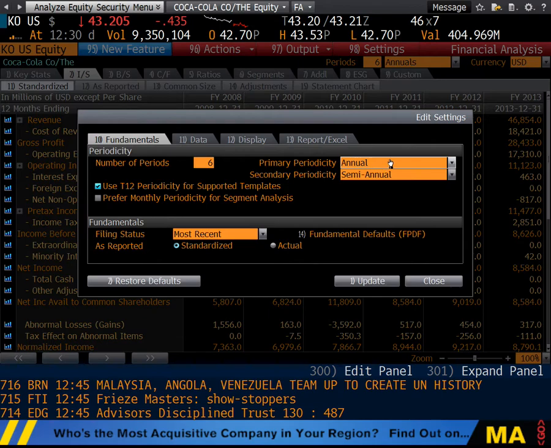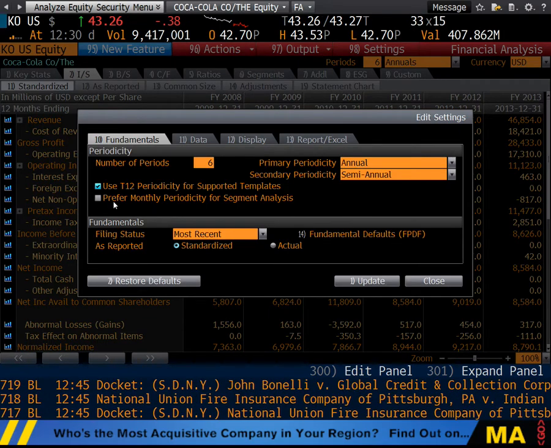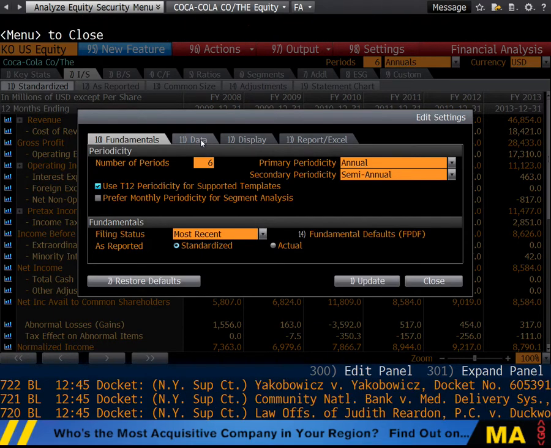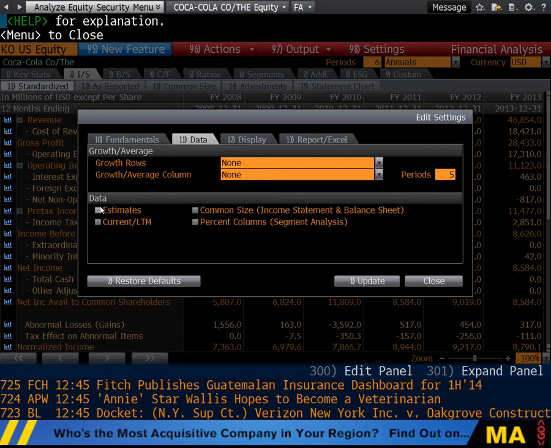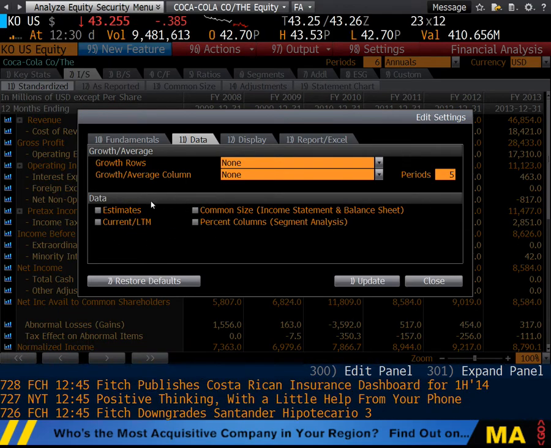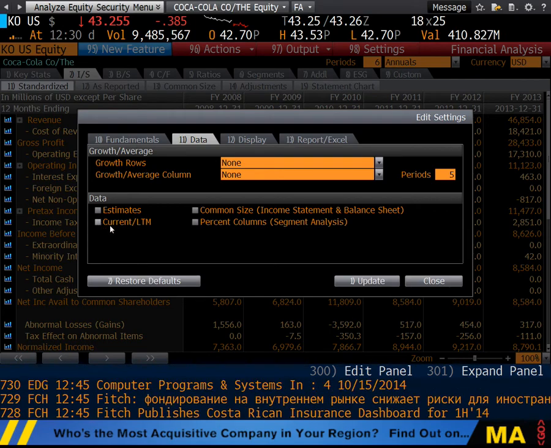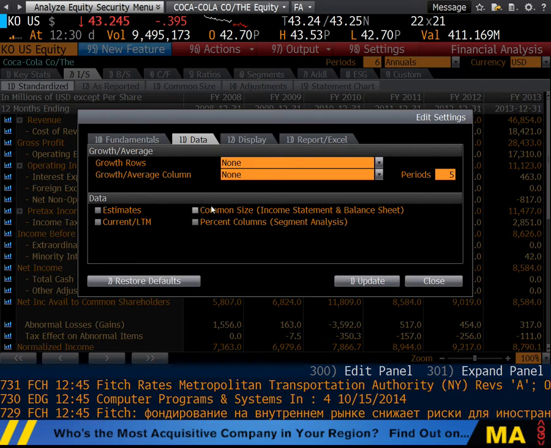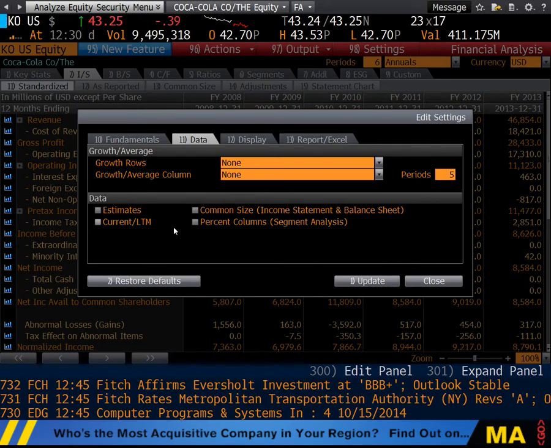In addition, annual data is our primary period, and we want to make sure that we use standardized. Filing status, most recent, standardized. In addition, for data, I want to make sure that all these 4 boxes under here are not checked. I don't want to include the estimates. I don't want to include the current last 12-month data. I don't want to have common size. I don't want to have percent change. I just want the historical financials.